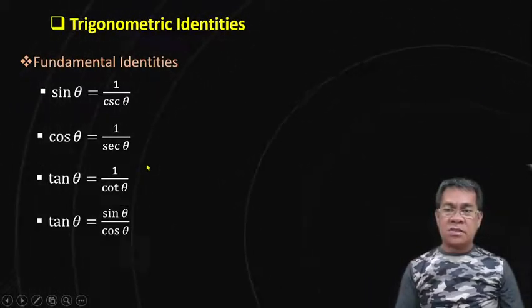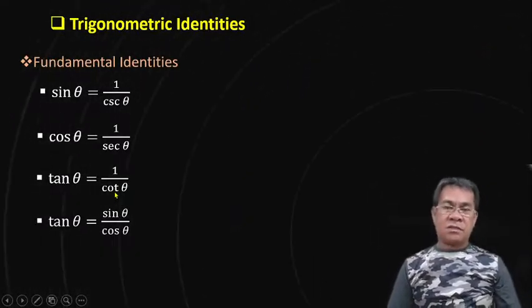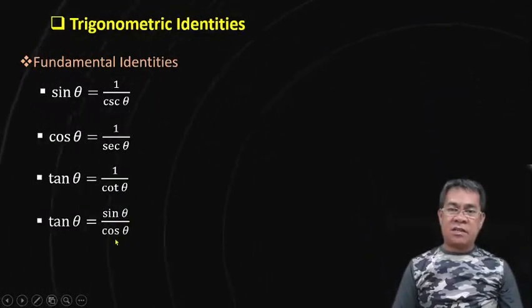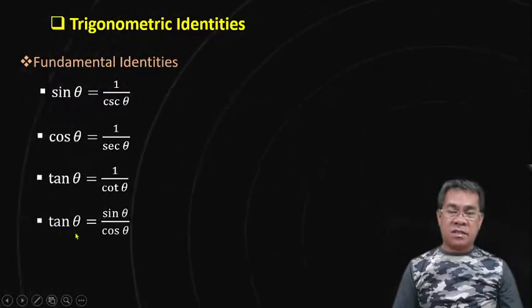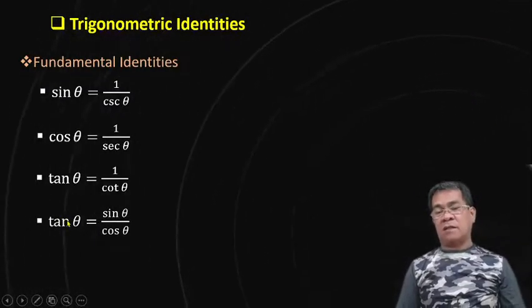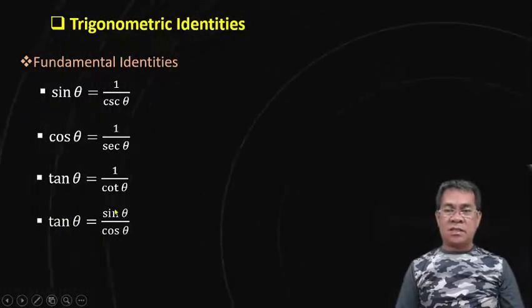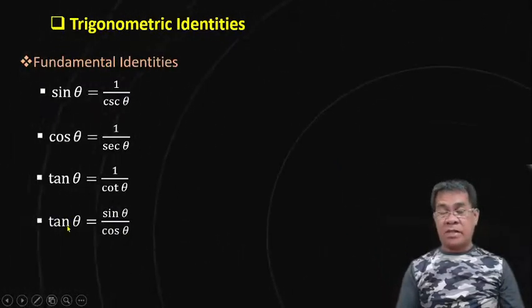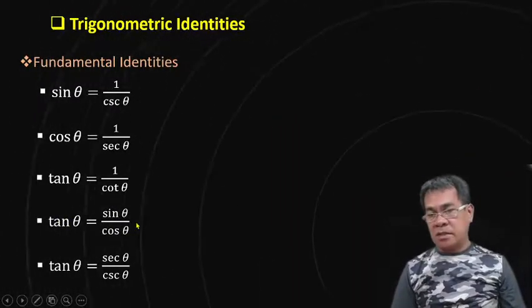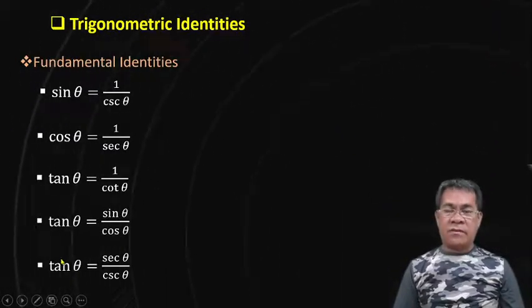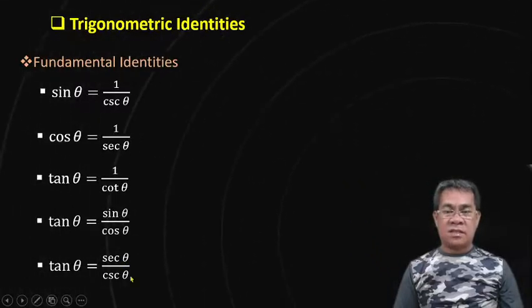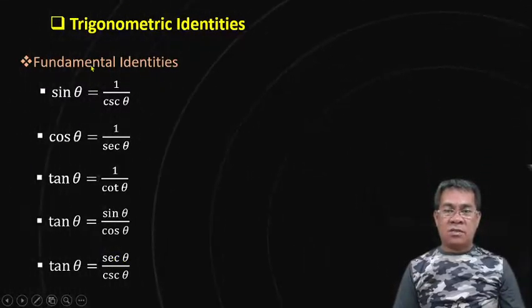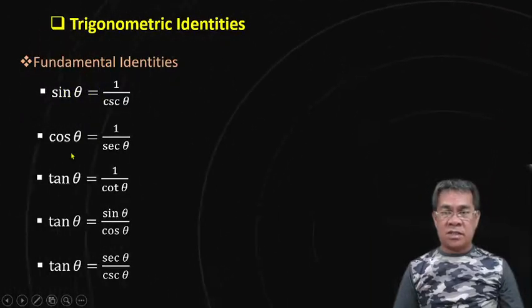And the tangent theta also can be substituted with sine theta over cosine theta, which means that if we know the sine theta and cosine theta, we can always find the tangent of theta. Or we can replace sine theta over cosine theta with the tangent theta, vice versa. Another equivalent for the tangent of the angle theta is secant theta over cosecant theta. This was actually derived from the reciprocals of sine and cosine.